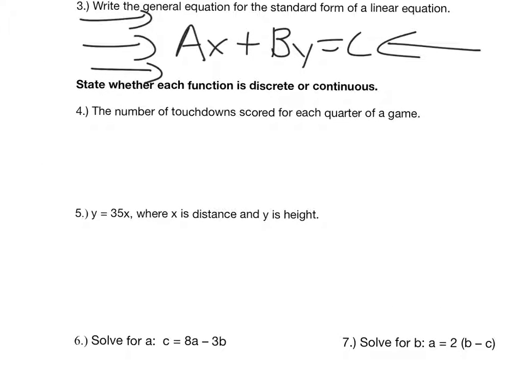State whether each function is discrete or continuous. So basically, if it's discrete, that means we're going to have just random points. Not necessarily random, but they wouldn't be connected. Whereas continuous, they would be connected with a line or curve.